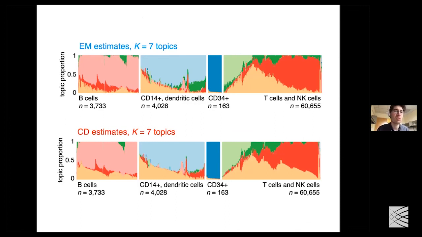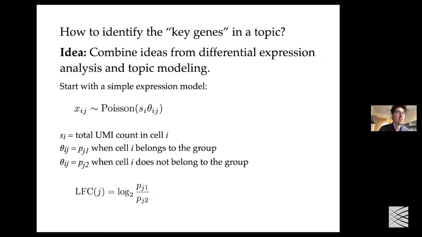We see that we end up with topics that lend themselves to a different interpretation. And you can see, for example, the green topic here disappears when you get the better model fit. And there's some other differences if you look closely. Okay, so let me transition to the last idea.